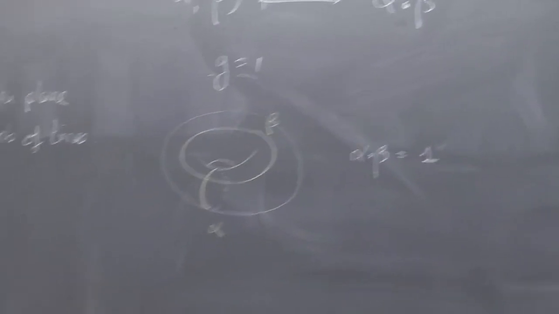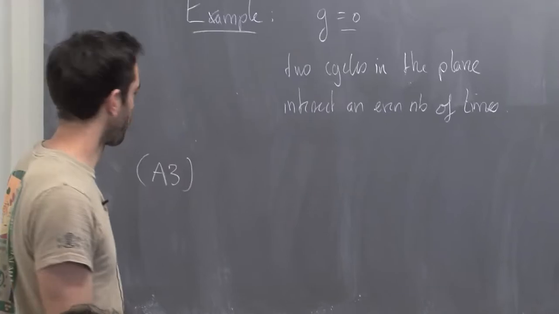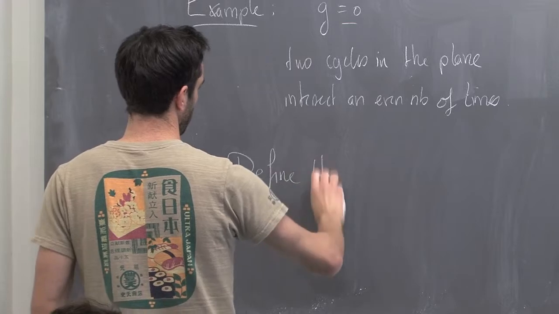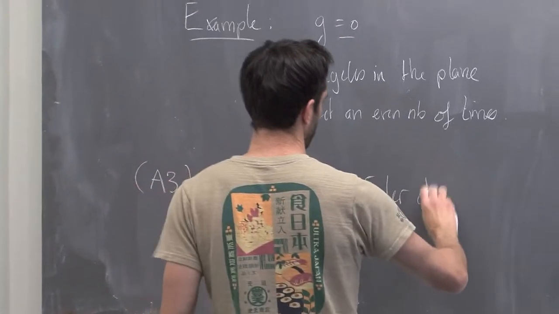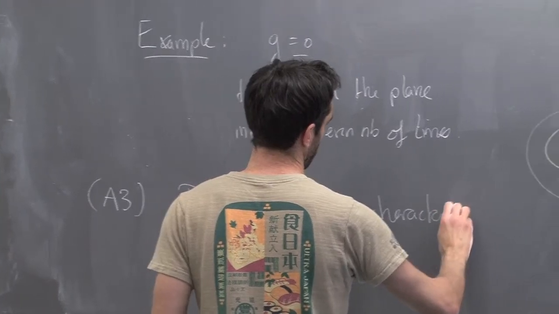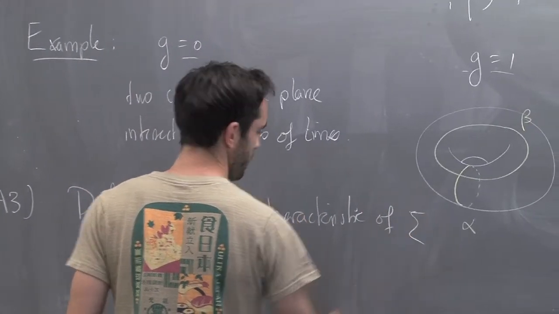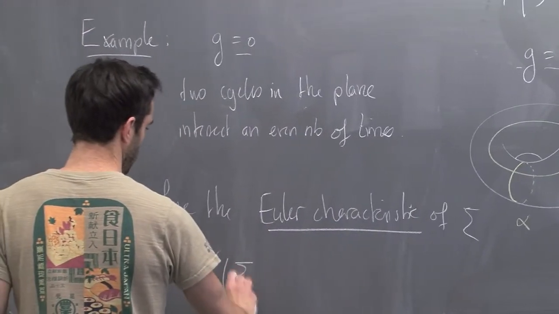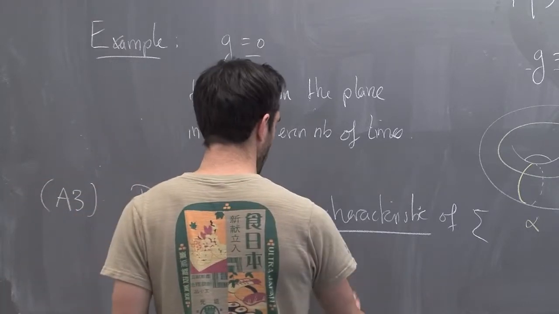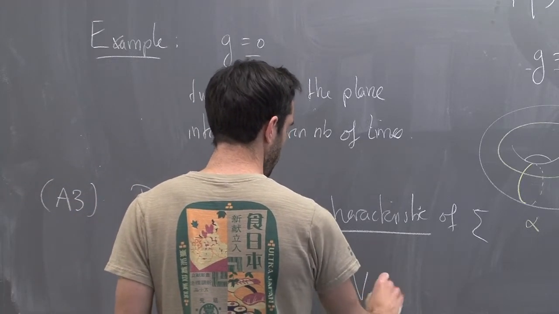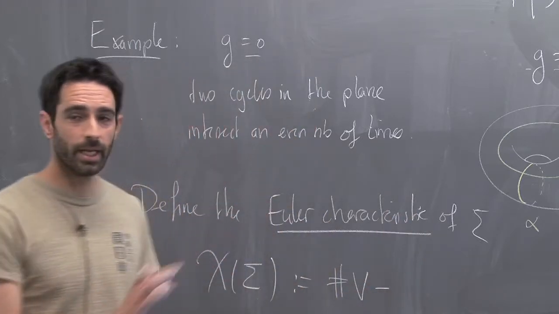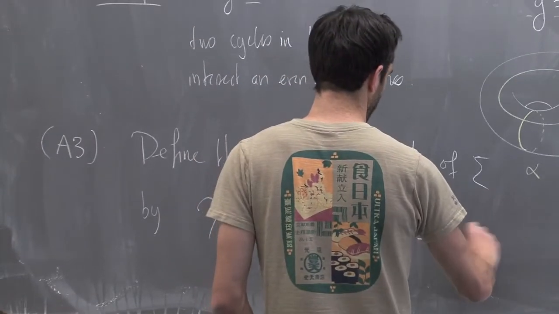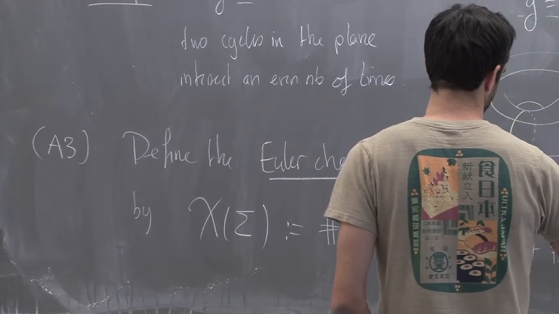I will give you a third fact. Not that you will need it, but it's very nice, so I want to give you this. Define the Euler characteristic of the surface by: the Euler characteristic of the surface is defined as the number of vertices of the graph. So you embed a graph, as I said at the beginning, and you count the number of vertices of the graph minus the number of edges of the graph plus the number of faces of the graph.